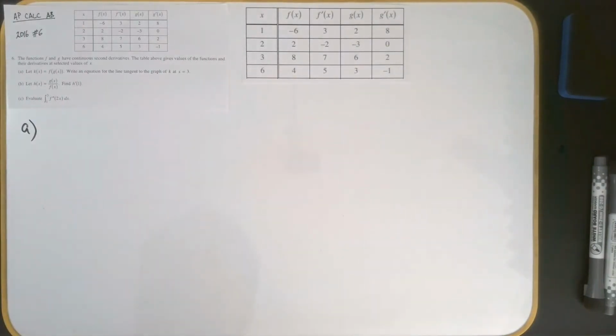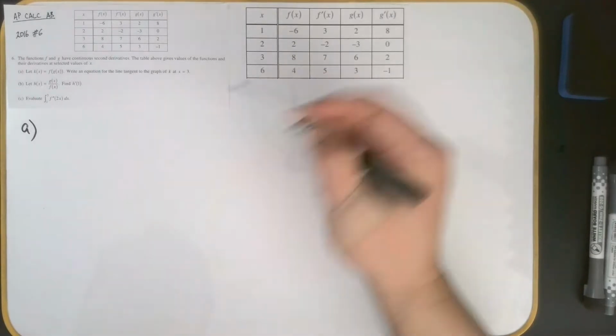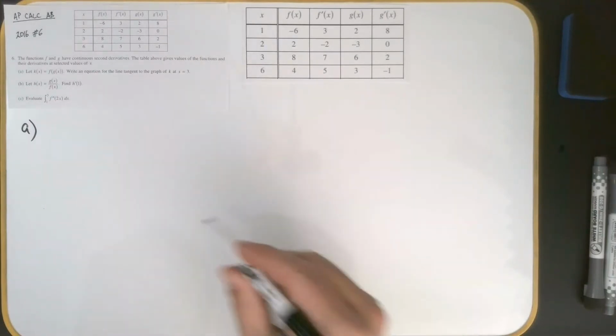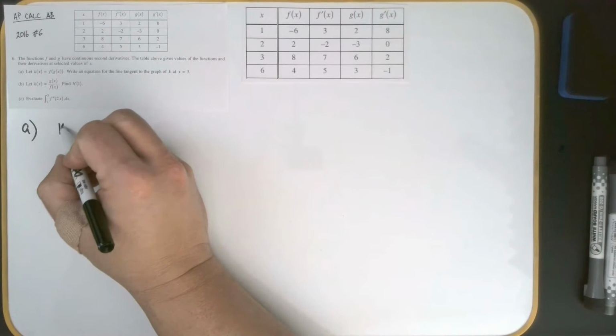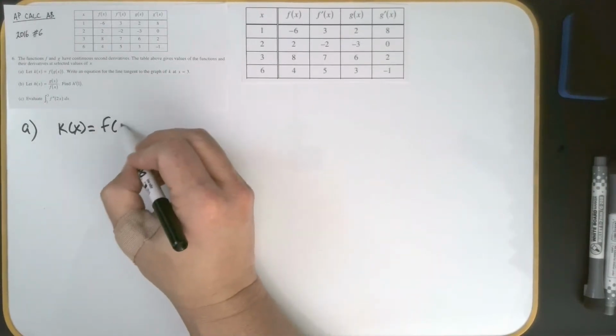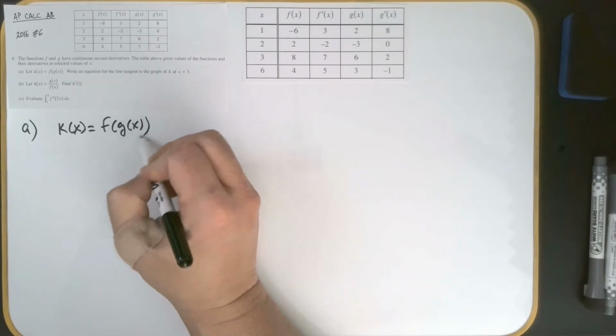It says the functions f and g have continuous second derivatives. So even though there's no values for them, you can be confident there's continuity there. The table above, or to the right, gives values for the functions and their derivatives at selected values of x. And those x values are 1, 2, 3, and 6. So, part A, let k of x equal f of g of x. So, I'm going to write that here. Let k of x equal f of g of x.